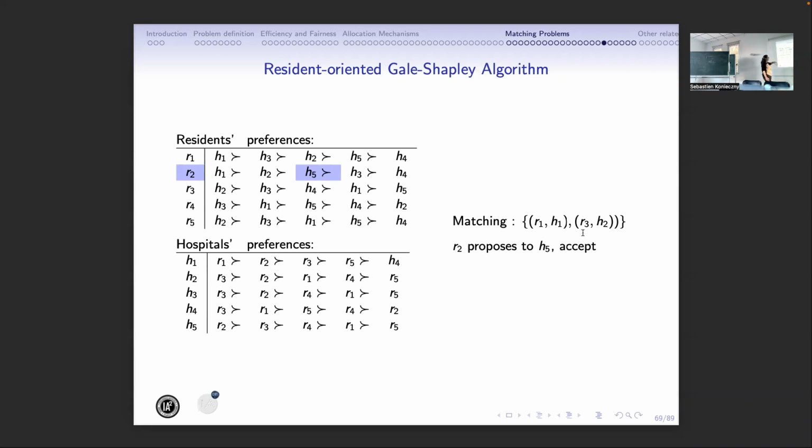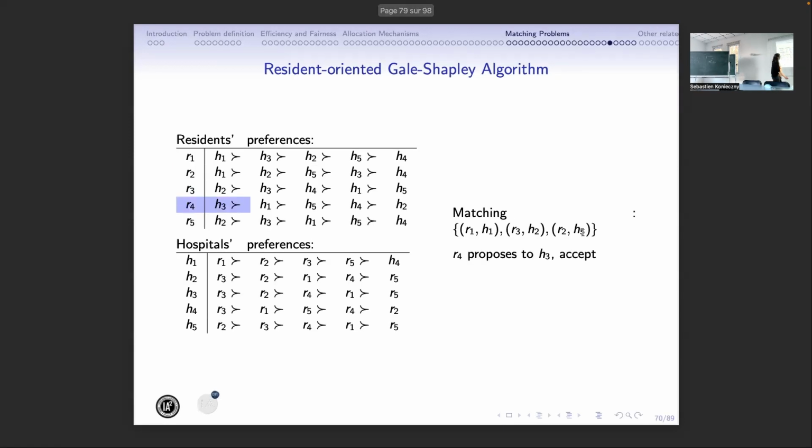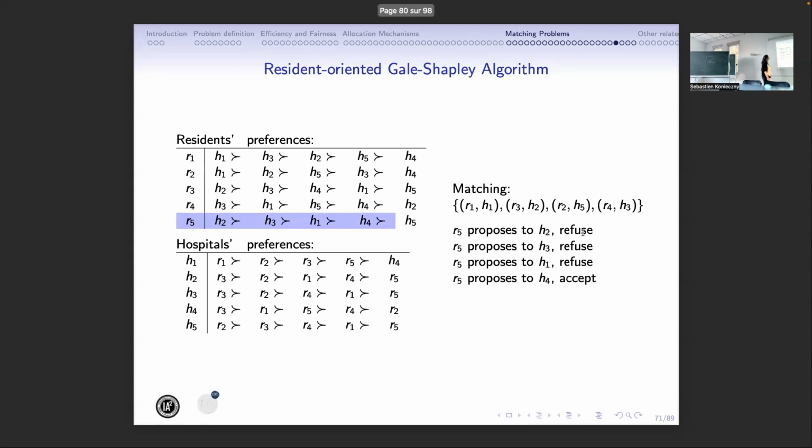H5 is not matched, so H5 will accept, and we obtain the matching R1 with H1, R3 with H2, and R2 with H5. We then make R4 make proposals. R4 will propose to H3. H3 is not matched in the matching, so H3 will accept the proposal. And then we turn to R5.